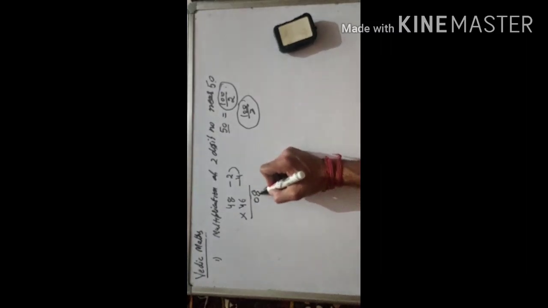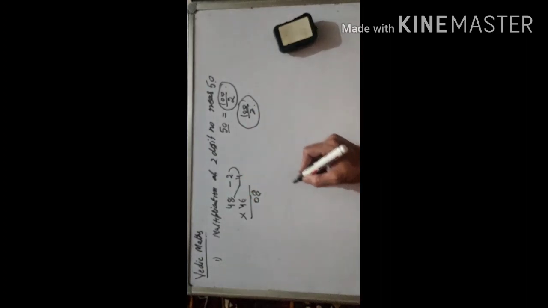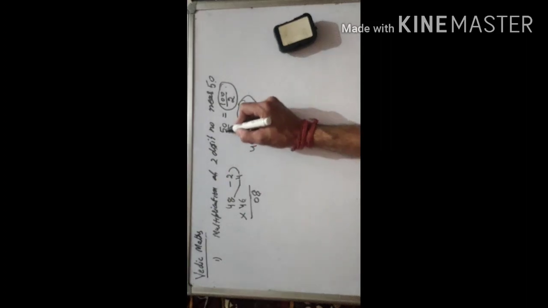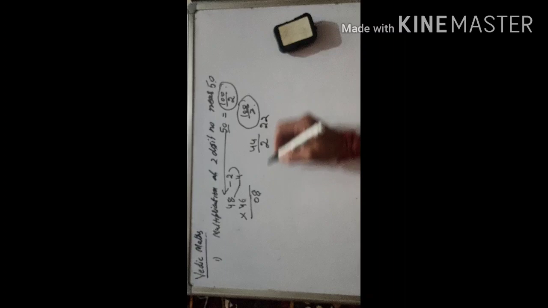Now 4 2s are 8. 08, because base is 100 by 2. 48 minus 4, that is 44. Now base is 100 by 2, but we are using here base 50. So 44 divided by 2 is 22. We put 22 in front of it.